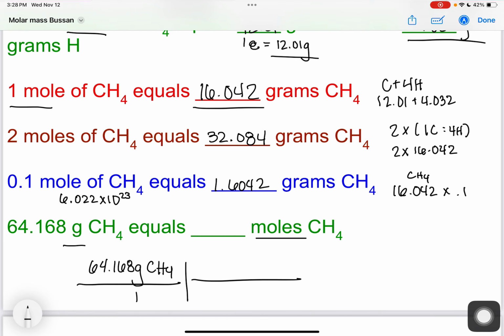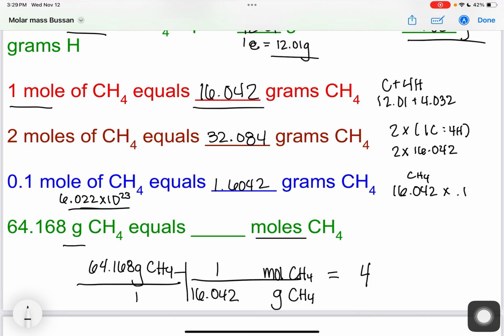Oh my God, I do not want grams. Grams is going to go on the bottom. What am I going to change it to? This random unit, mole, that Miss Bussin keeps bringing up. I wonder what that means, right? That number up here. And then I'm going to say, hey, for every 1 mole, there's 16.042 grams. Spit out my answer. Oh my God, it's 4.